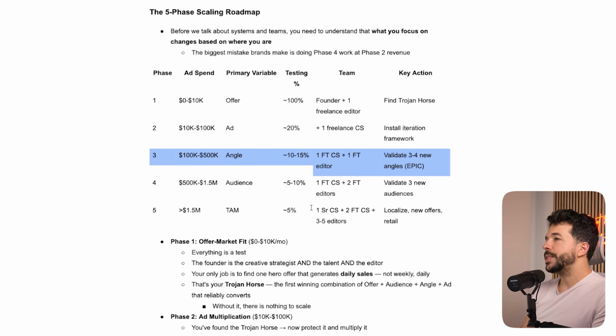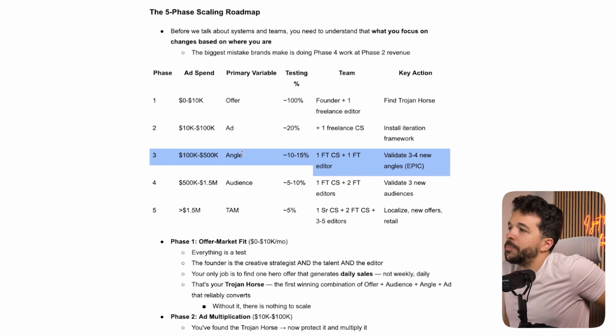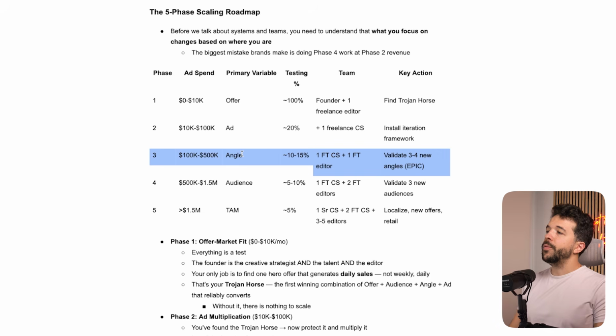You want to keep iterating on the ad, and you want to keep iterating on the main first angle, but you want to open up new angles. Now the testing budget percentage goes to 10 to 15%. And at this point, you start having a full-time creative strategist and a full-time video editor. The key action here is validating at least 3 new angles. 3 to 5 would be great, and you can use the EPIC framework that I shared with you in this video.